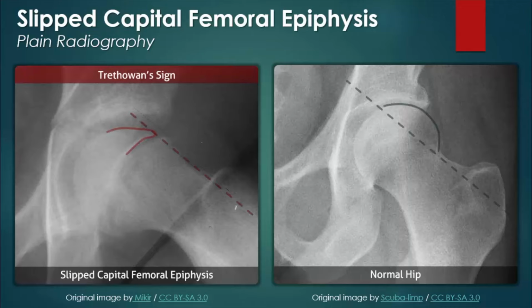In more advanced cases, the abnormality is easier to detect and is often likened to a scoop of ice cream falling off an ice cream cone. And really, it does kind of look like that. I recommend that you search the web for some x-rays so that you can see it for yourself.